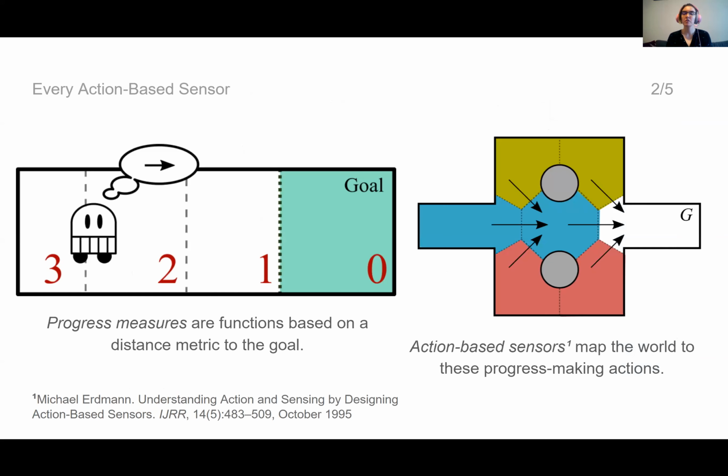One approach to this question is Donald's action-based sensors. These are based on progress measures, which provide a sort of distance metric towards a goal. This metric allows us to determine where certain actions make progress, which in turn defines partitions on the world to form a virtual sensor.